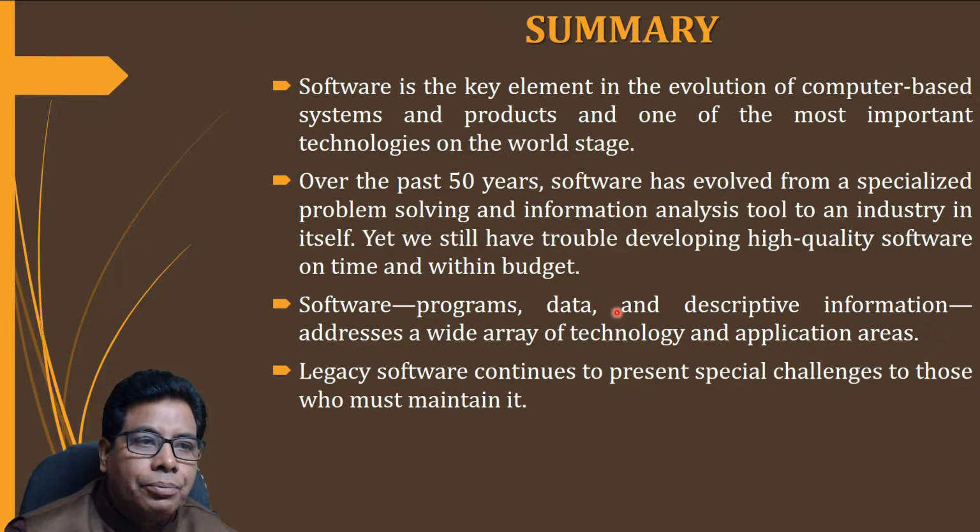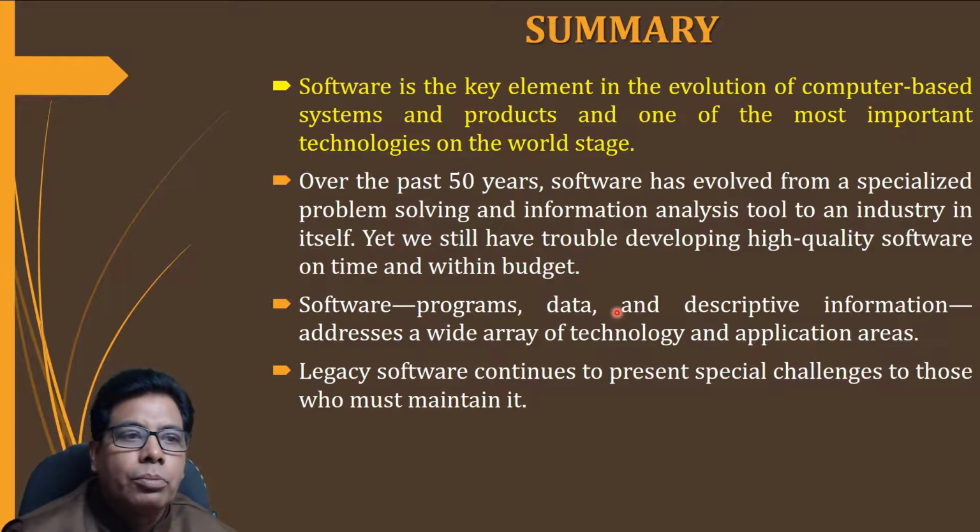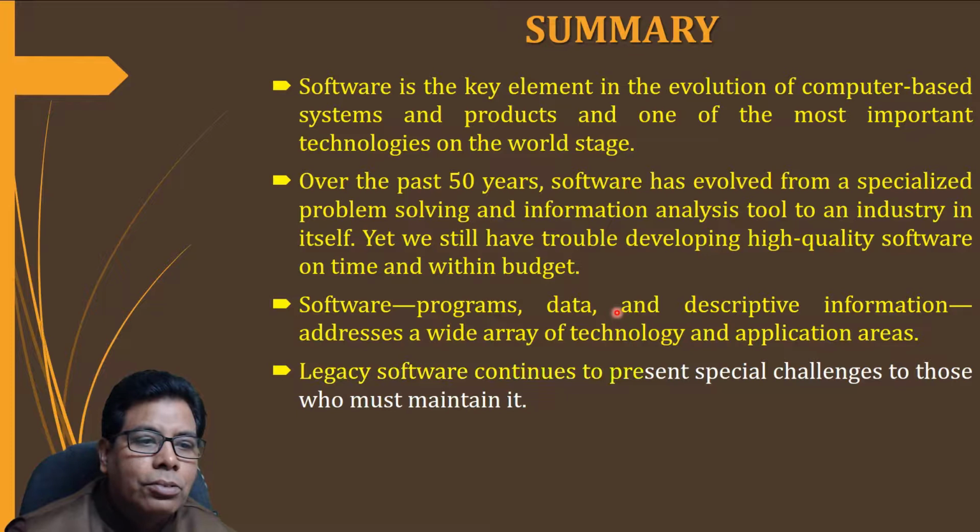Then let us come to the summary. Software is the key element in the evolution of computer-based systems and products, and one of the most important technologies on the world stage. Over the past 50 years, software has evolved from specialized problem-solving and information analysis tools to an industry in itself. Yet we still have trouble developing high-quality software on time and within budget. So these are the two factors, time and budget, that we have to look for. Then software programs, data and descriptive information address a wide array of technology and application, and legacy software continues to present special challenges to those who must maintain it. So this is the summary of the nature of software.